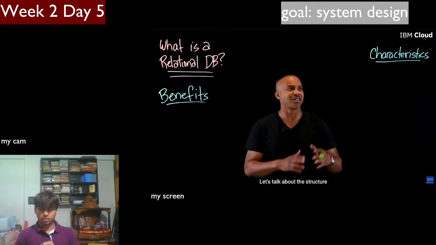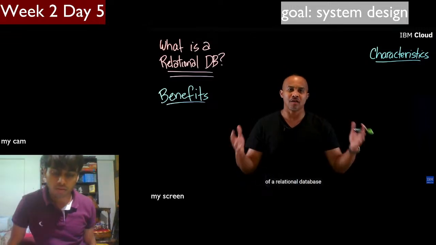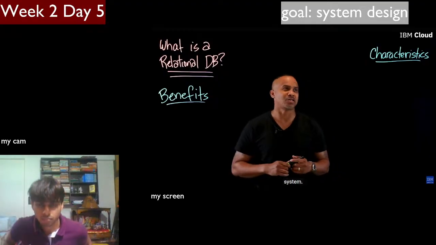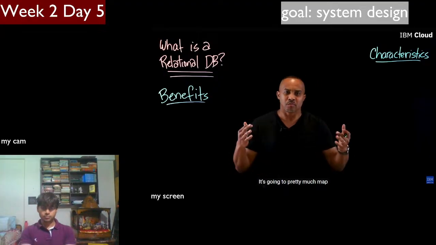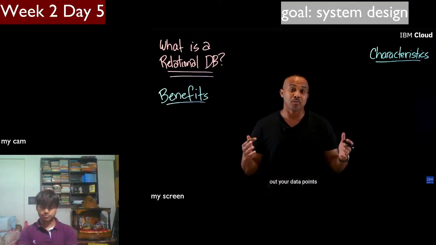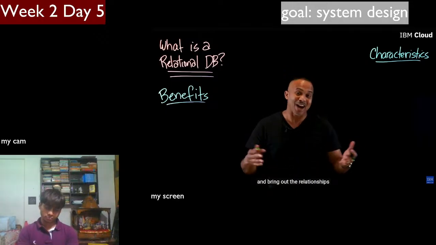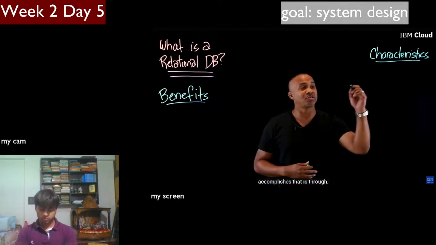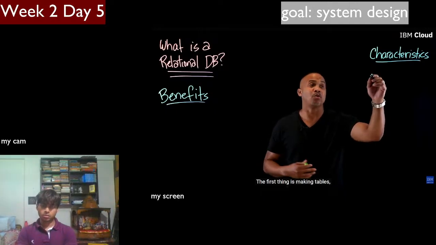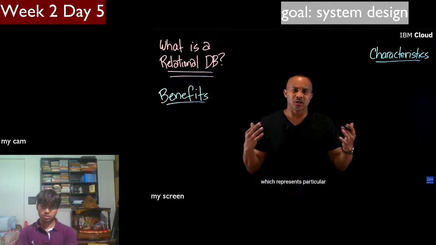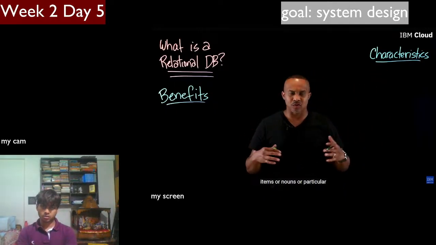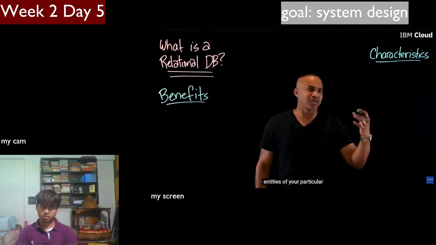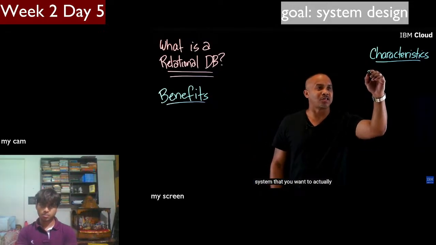To get started, let's talk about the structure of a relational database system. It's going to pretty much map out your data points and bring out the relationships in that. The way that it accomplishes that is, first, by making tables, which represent particular items or nouns or particular entities of your system that you want to actually prototype.